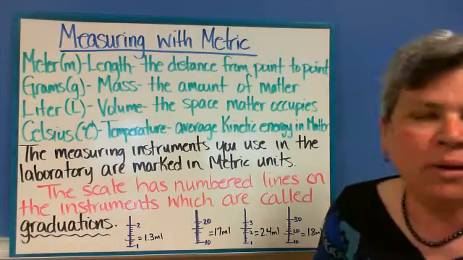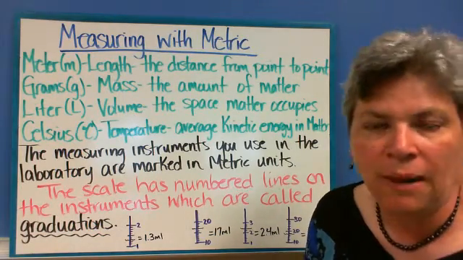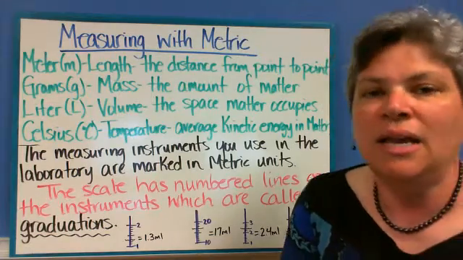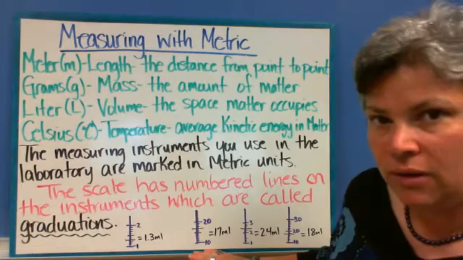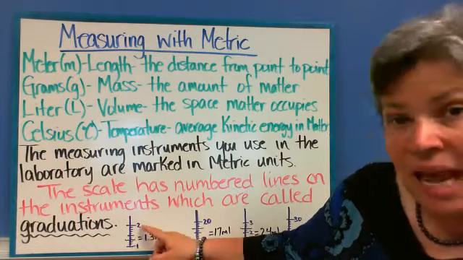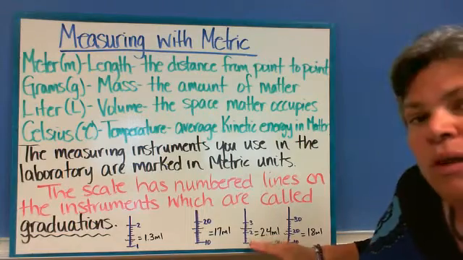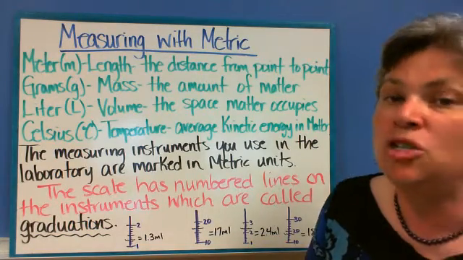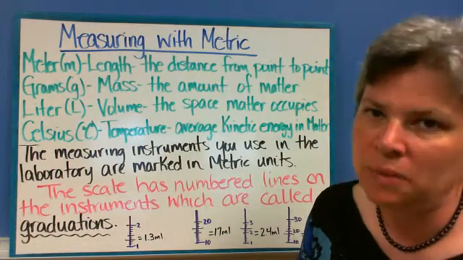So the most important thing for you to do, whether it's a graduated cylinder or a thermometer or a triple beam balance, whatever the instrument is, is to check and see what kind of scale you have. Are you going by tenths? Are you going by ones? Or are there only 5 lines, so it's going by 2/10 or by 2 whole units? That's the most important piece to remember.